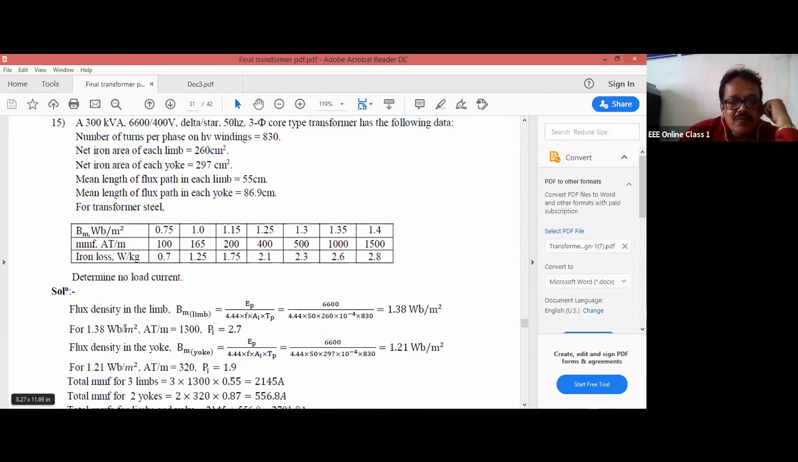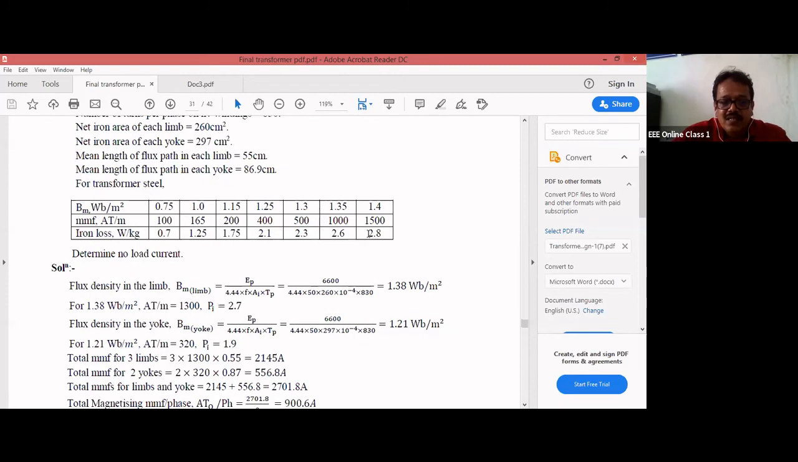For 1.38 Weber per meter square, we need the ampere turns per meter. You can see in the table, 1.35 gives 1000 and 2.6, and 1.4 gives 1500 and 2.8. For 1.38 we have to find the value. Either you can plot the graph, iron loss versus MMF, and find it for 1.38, or otherwise, seeing these values, you can take the difference and find it out.